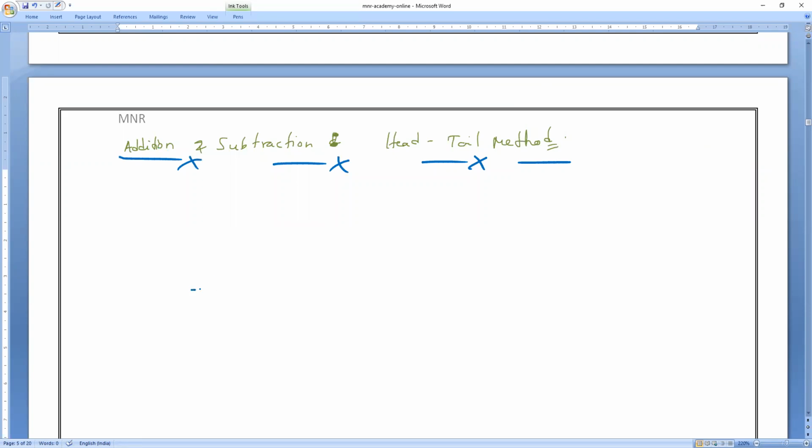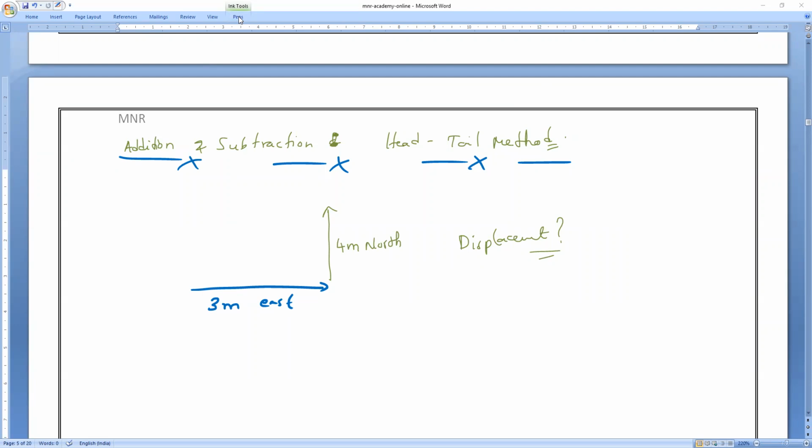I'll say one vector is 3 meters east. Another vector is 4 meters north. All of you observe, 4 meters north. Now I want to find the displacement. So how to find displacement? Anybody can tell me? I already mentioned. What is the method name it is known as? Everybody, head to tail method.